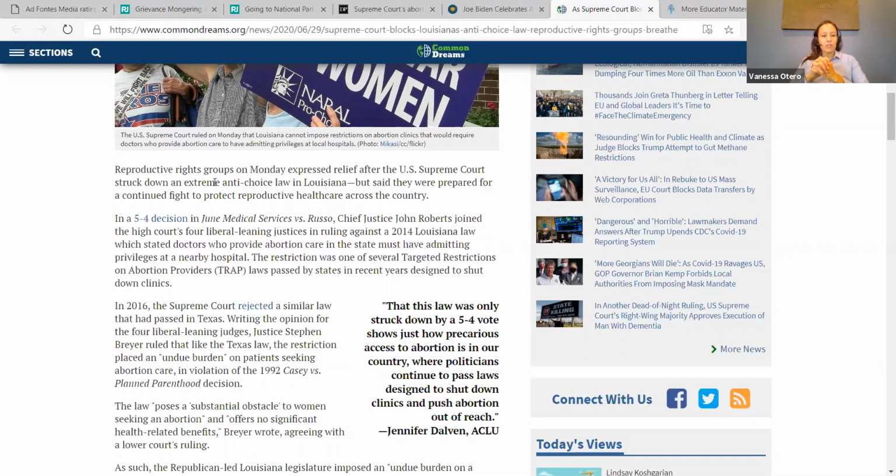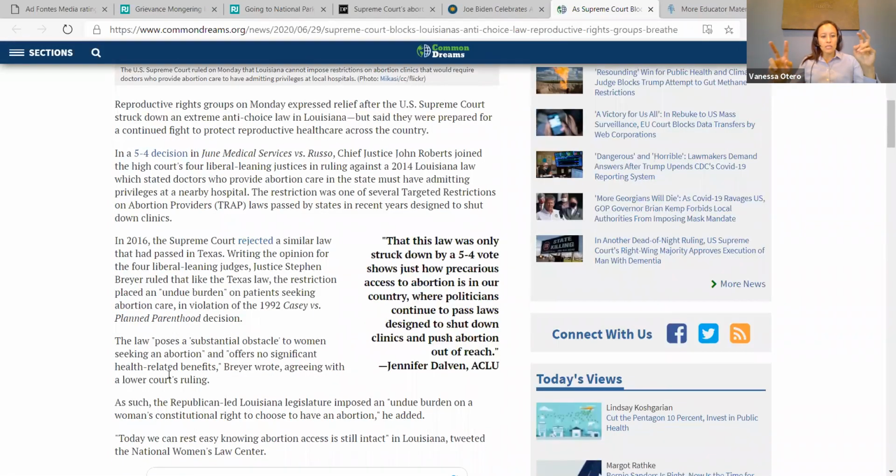Writing the opinion for the 4 liberal-leaning judges, Justice Stephen Breyer ruled that, like the Texas law, the restriction placed an undue burden on patients seeking abortion care in violation of the 1992 Casey versus Planned Parenthood decision. The law poses a "substantial obstacle" to women seeking an abortion and offers no significant health-related benefits, Breyer wrote, agreeing with a court's ruling.